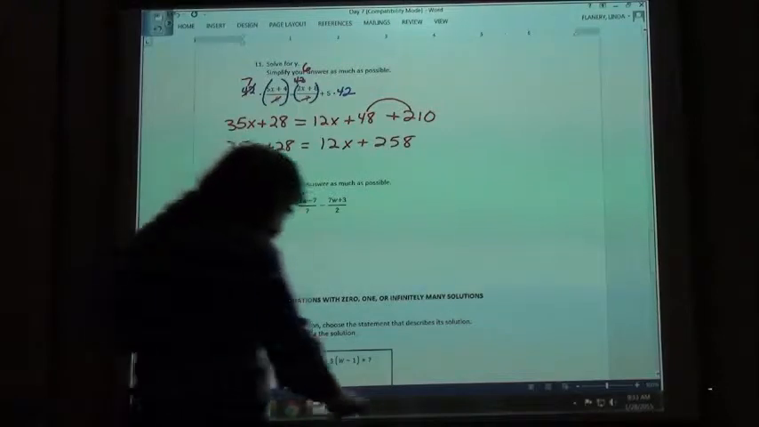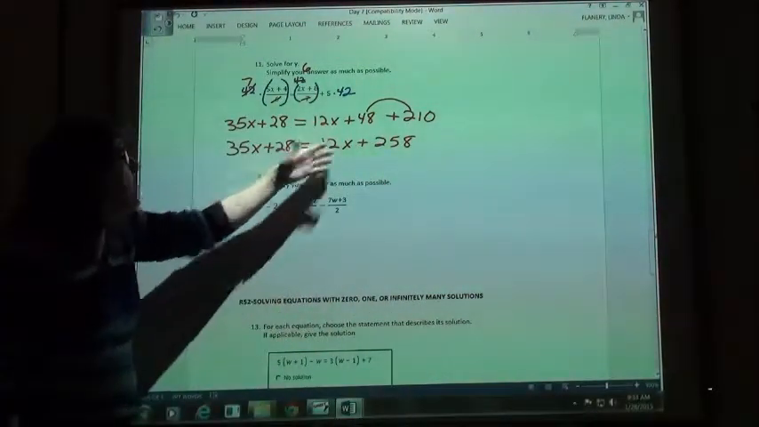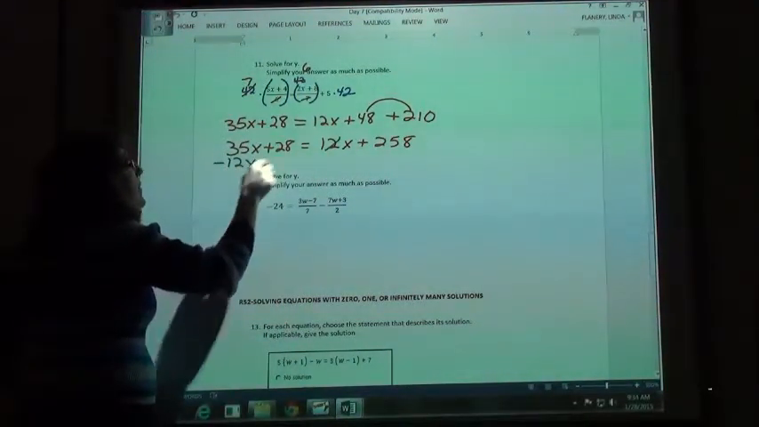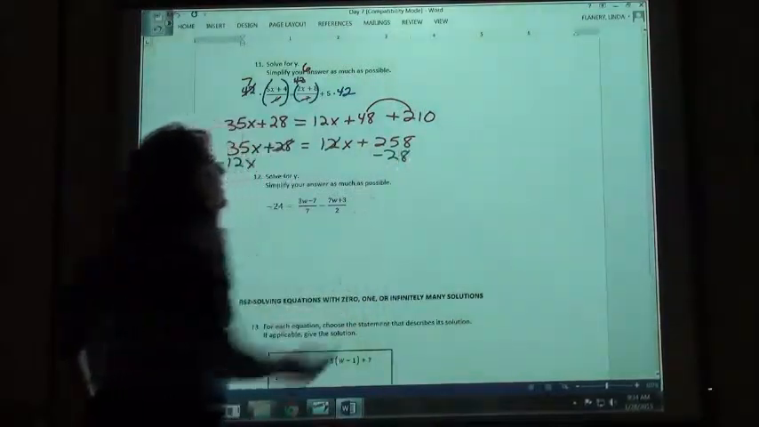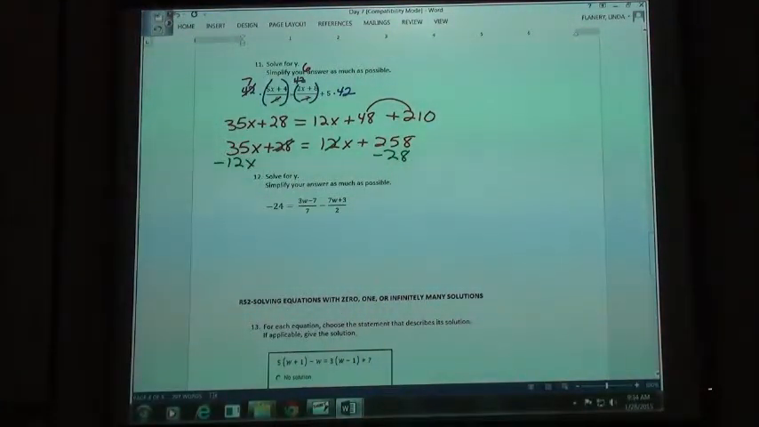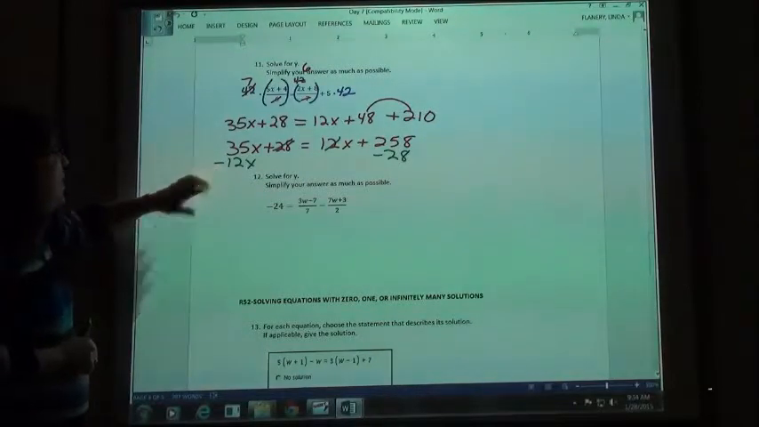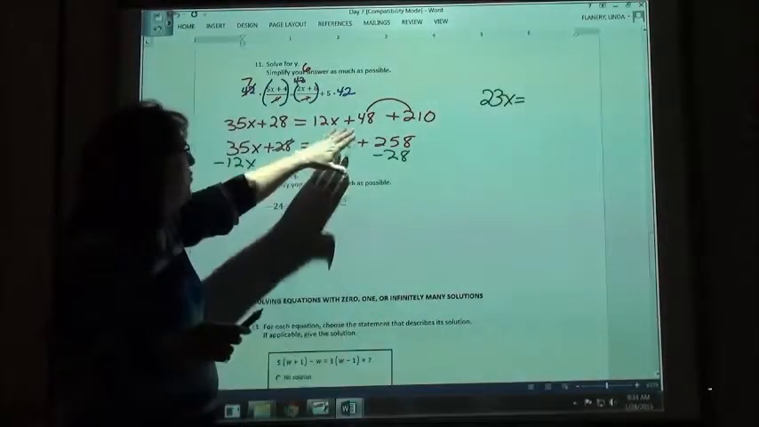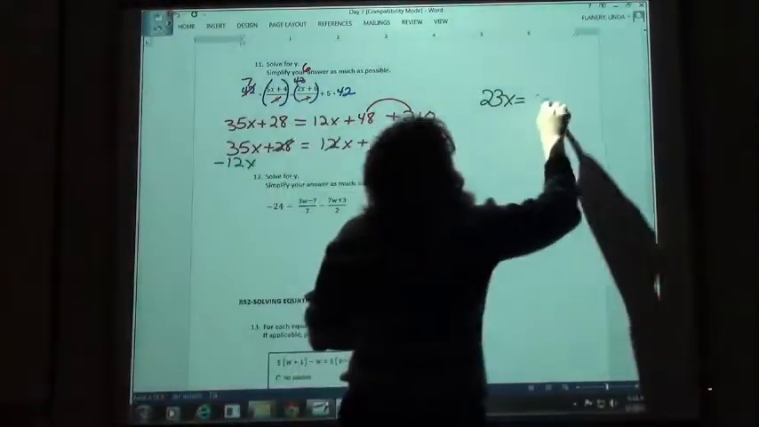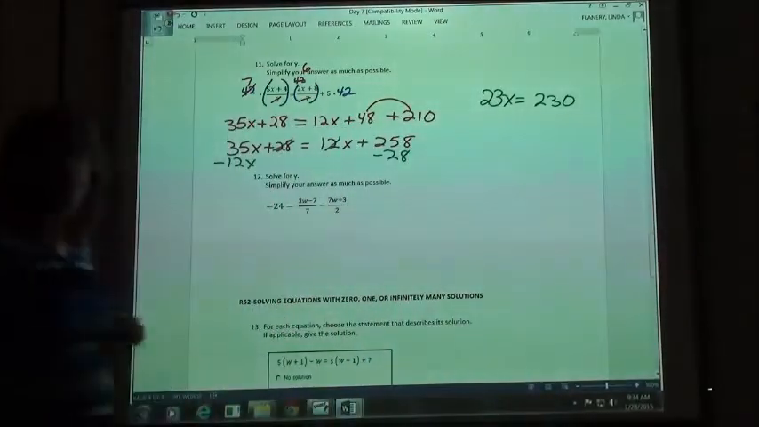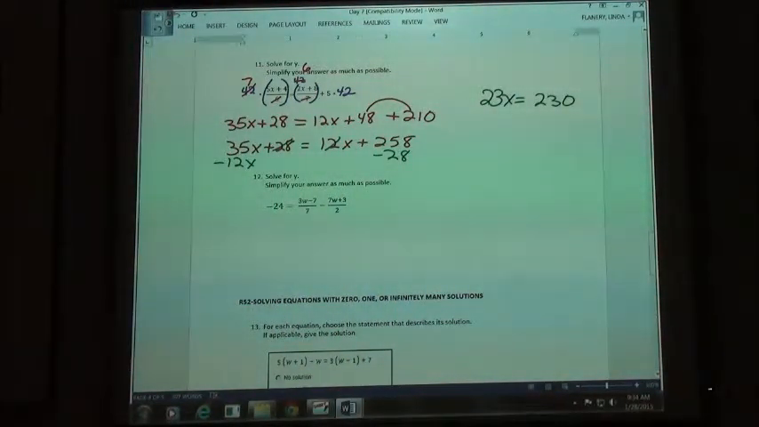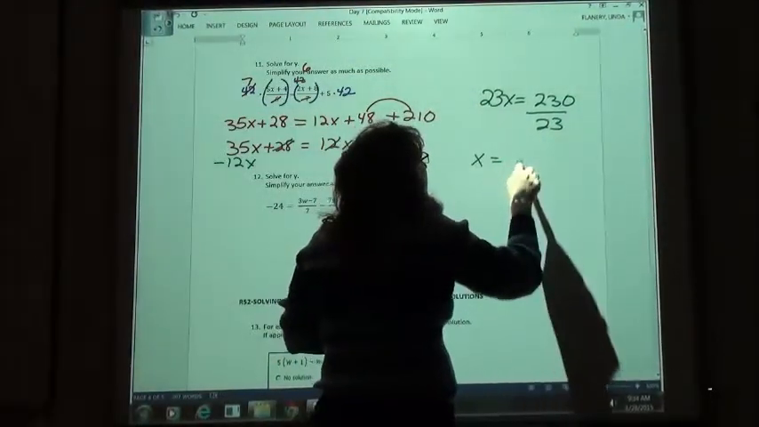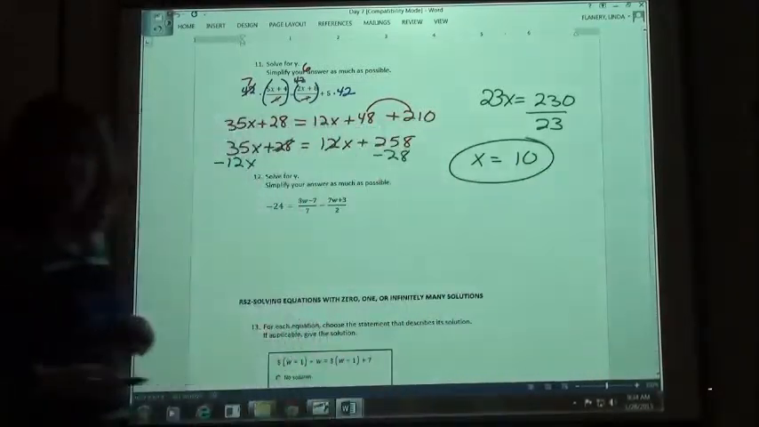So on this one, I've got both variables and numbers on both sides, so I'm going to move my x's to the left and my numbers to the right. So I've got to minus that 12x and minus my 28. 35 minus 12 looks like it is 23x. 258 minus 28 is 230. And then I can go ahead and divide by that 23. And it goes in there nice and even, 10 times.